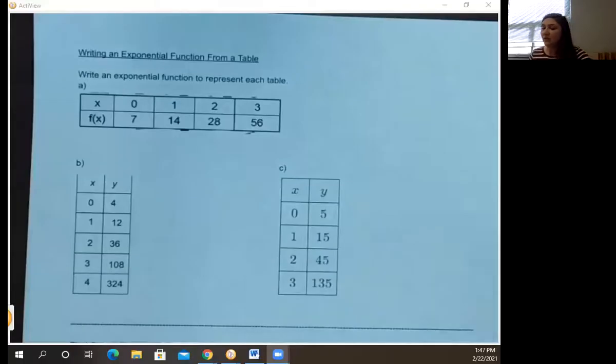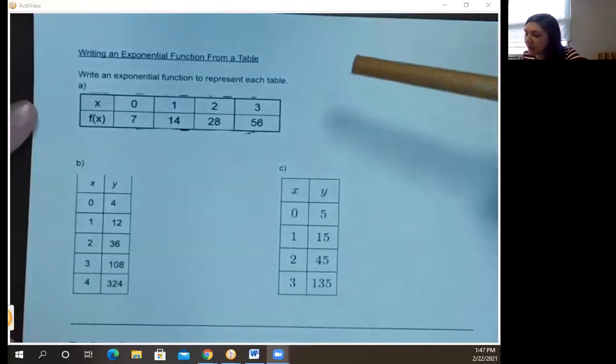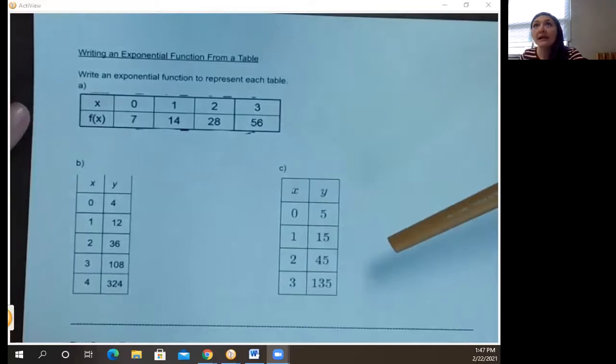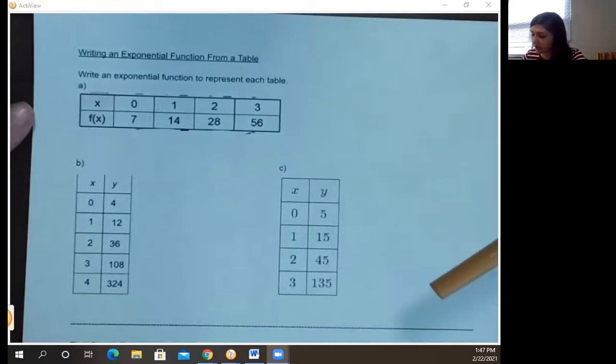Hi guys, I wanted to talk to you about a couple of quick ideas for our exponential functions. The first thing that we're going to look at is writing a function from a table. This is going to be really similar to when we wrote our explicit formulas for our geometric sequences and when we wrote exponential functions at the beginning of our unit. And then we're also going to talk about exponential growth and decay as a percentage or as a rate. So we're going to start by writing exponential functions from a table.